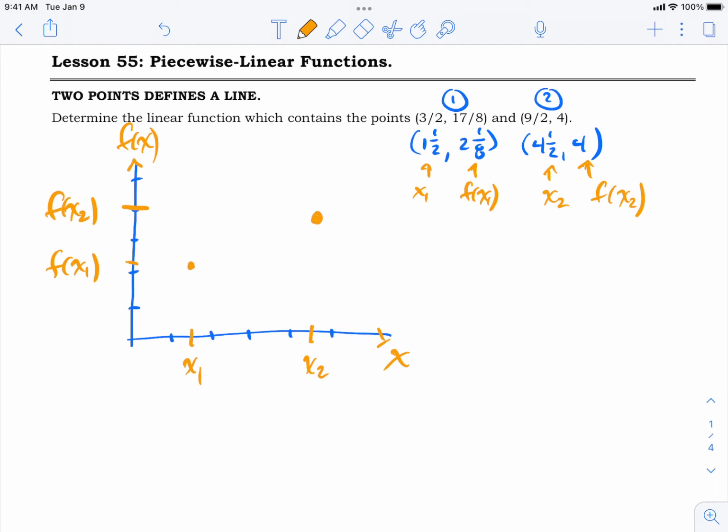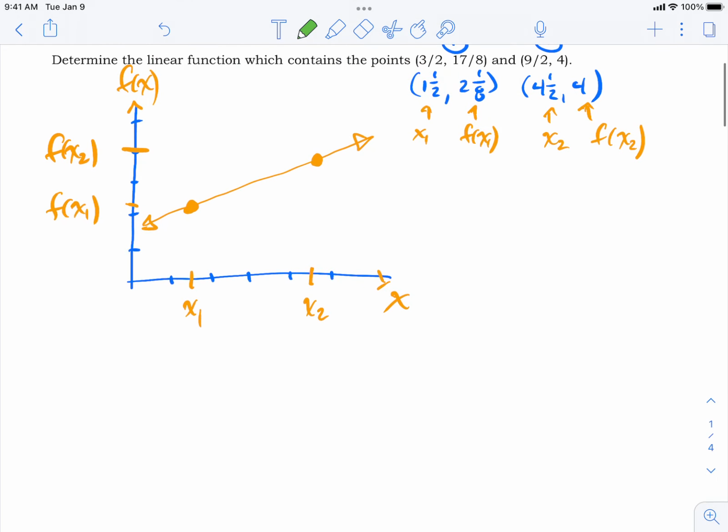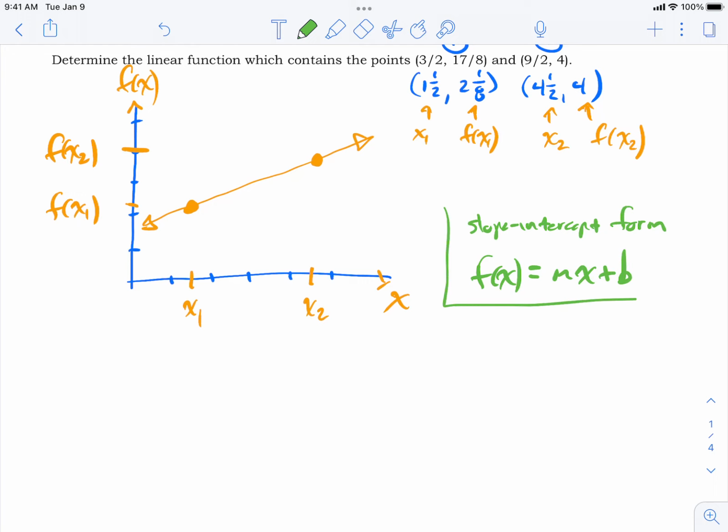Okay, so I got these 2 points, and what I want is the equation of the line that goes through those 2 points. Now you remember what we're going to need to do here. We're going to need to get a slope and an intercept. Remember the old slope-intercept form? We used to write y equals mx plus b, but we're talking linear functions, so if you don't mind, I'll write f of x equals mx plus b. This is what we want.